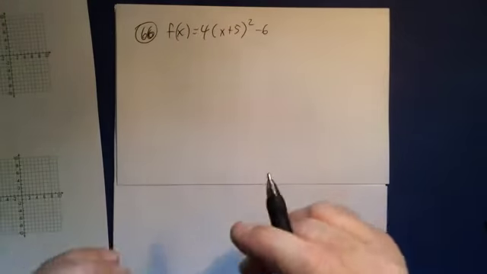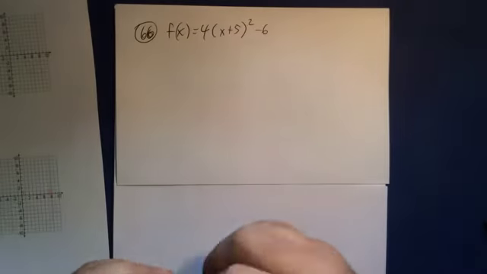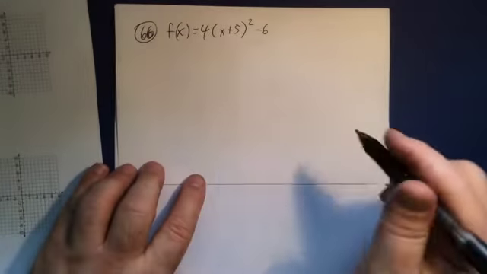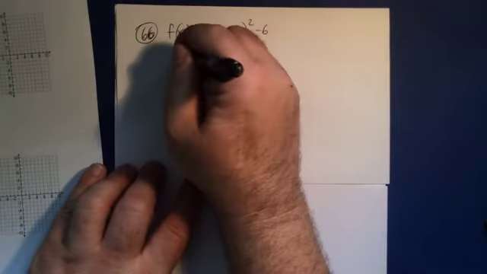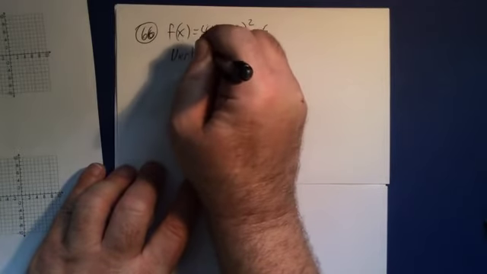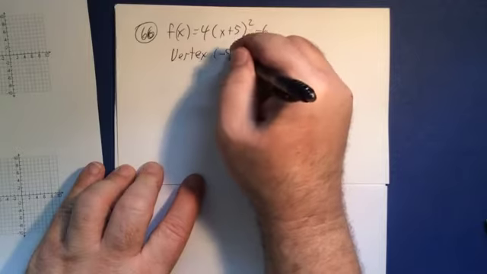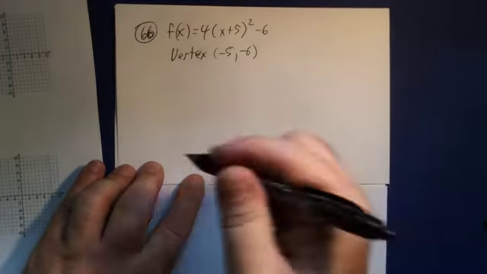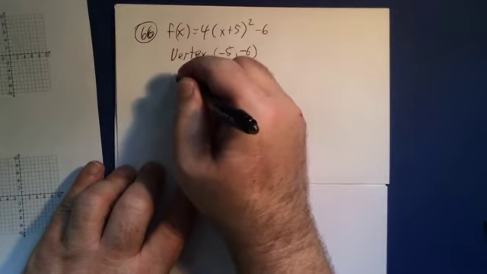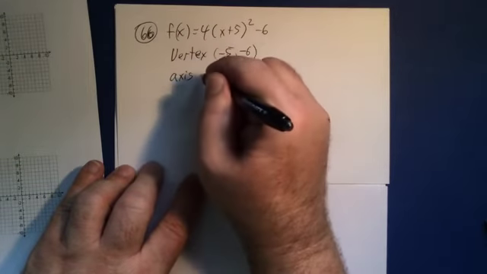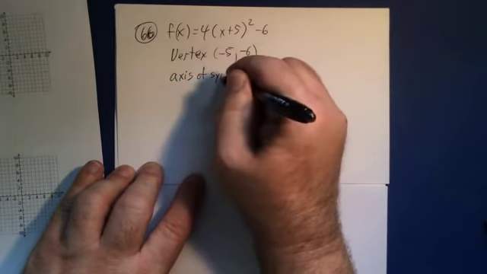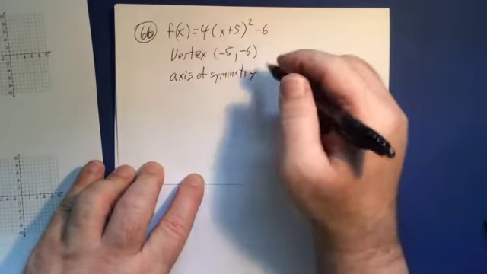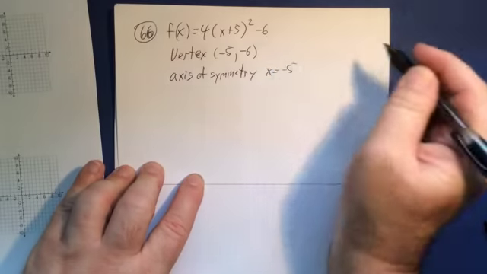So everything derives itself from the vertex. You're asked to find the vertex, axis of symmetry, or maximum and minimum value. The first thing we can do is identify the vertex. The vertex is going to be (-5, -6). The axis of symmetry we get from this, so the axis is going to be x equals -5.